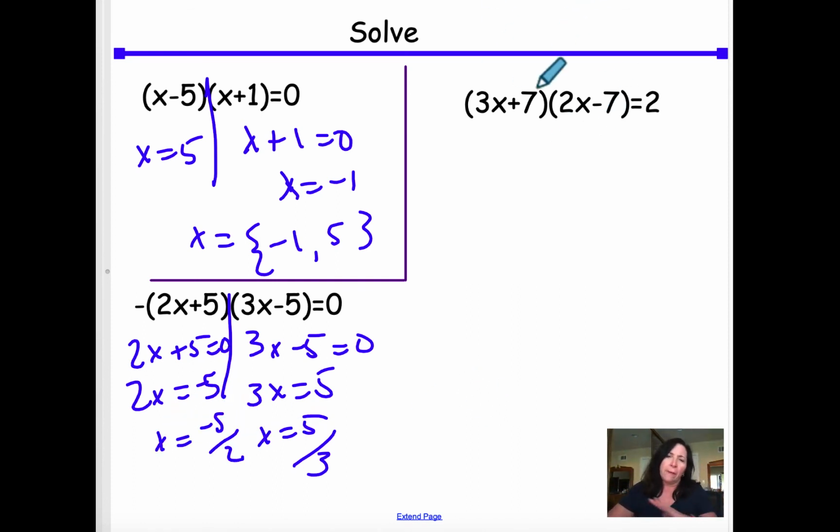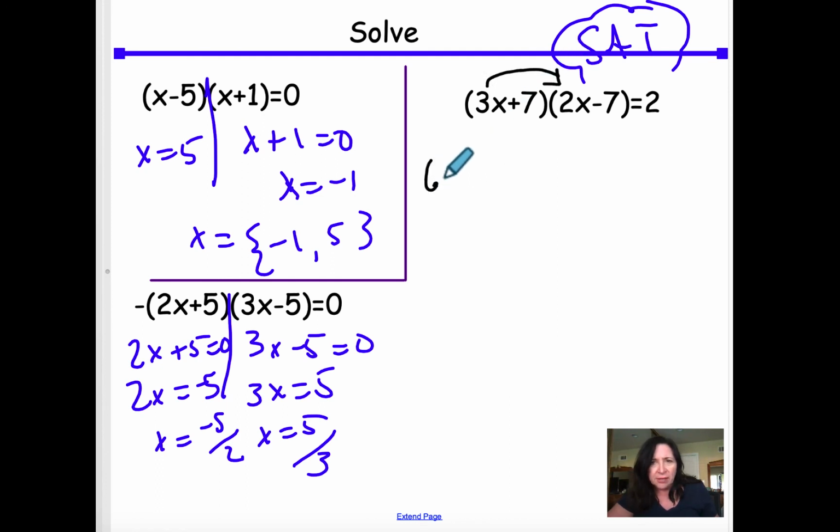For this one, though, by far the biggest issue that I've seen on certain tests, is that you want to set your quadratic equal to 0. This is not set equal to 0. So for this actual problem, you cannot solve this like this. You have to multiply through and then set it equal to 0. This is a little bit tricky.